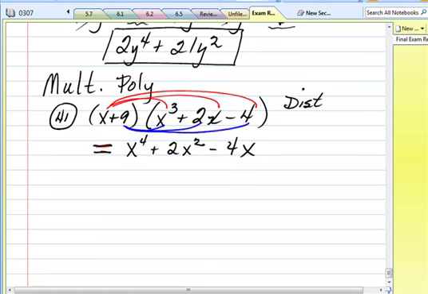You can put these anywhere you want. 9 times x to the third is 9x to the third. 9 times 2x is 18x. And 9 times negative 4 is negative 36. Combine like terms. Put them in descending order.